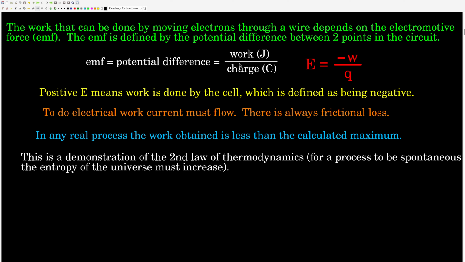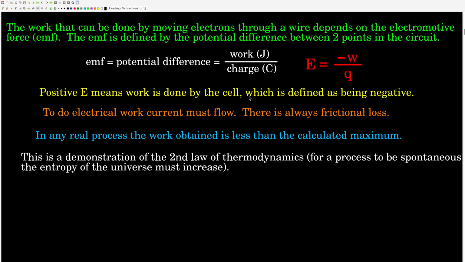The amount of work that can be done by moving those electrons through a wire depends on what's called the electromotive force, which is defined by the potential difference between any 2 points in the circuit. Those 2 points would be each half cell. And so the electromotive force, potential difference, is the amount of work that it can do divided by the charge that's transferred. In terms of symbols, E, which stands for our cell potential, is equal to negative W, work, over Q, total amount of charge that is transferred through this circuit.